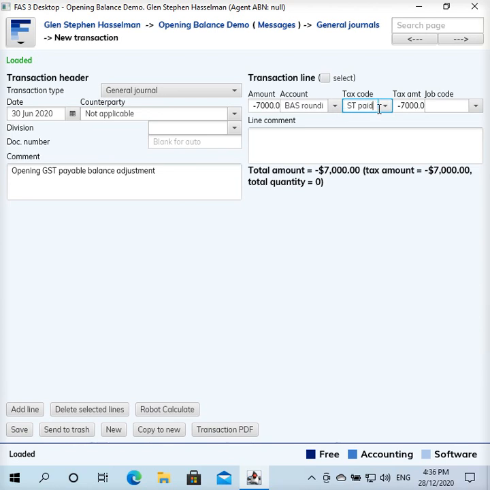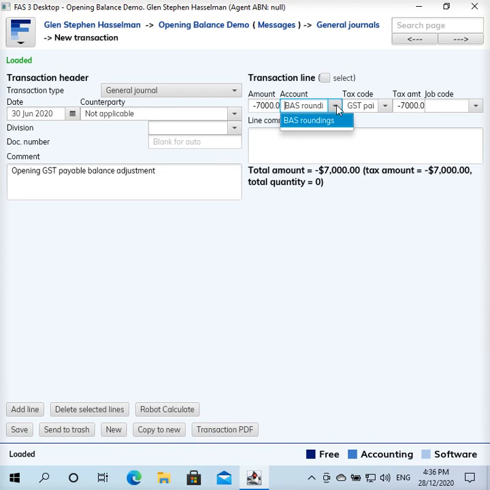Now the tax percentage rate on this GST paid to ATO is 100%, which means that the amount is minus 7,000 and the tax amount is also minus 7,000. So the amount that gets posted to this account is zero, because it's the amount minus the tax amount that goes into, in this case, the BAS roundings account.